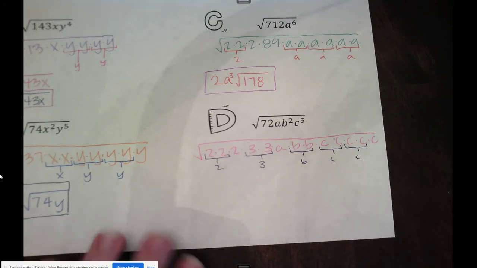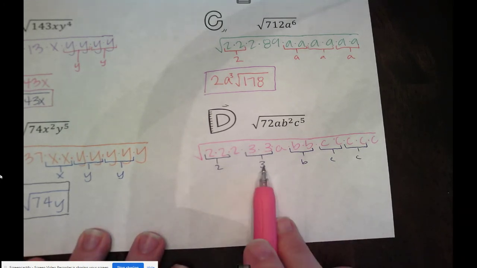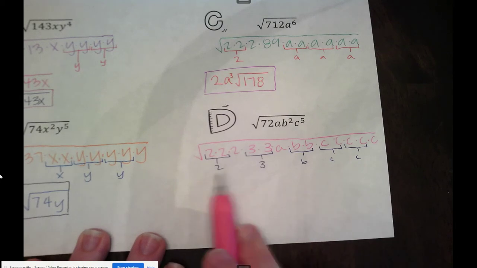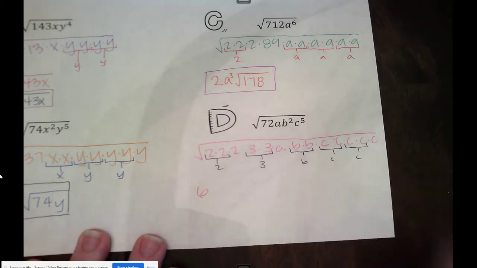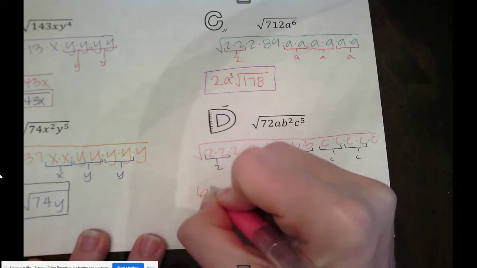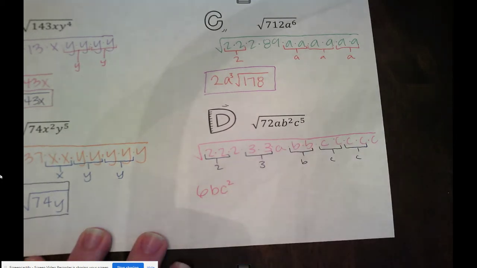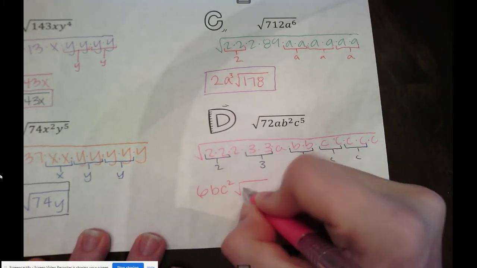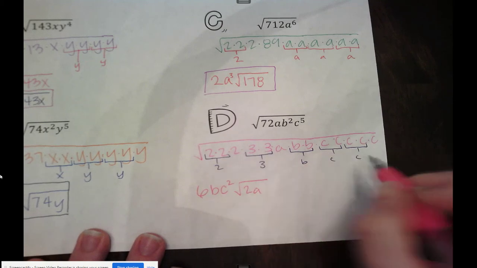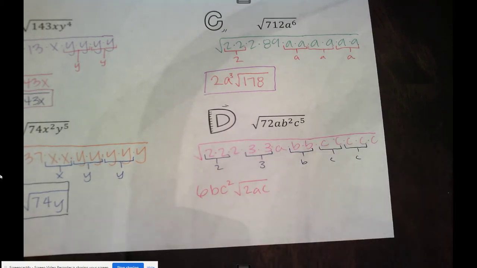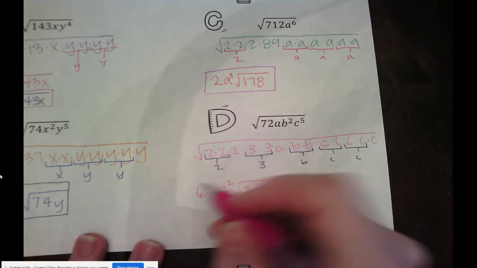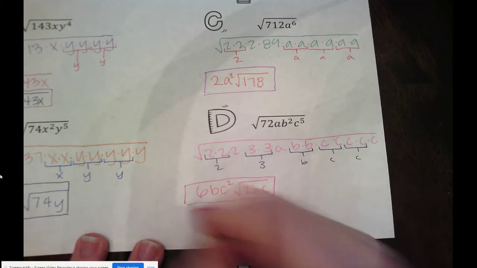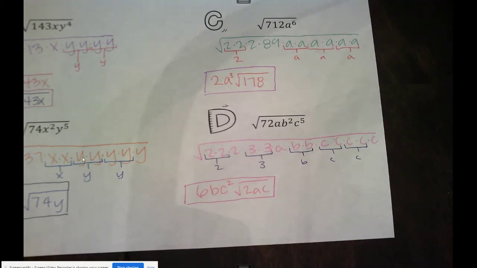All right, what do we have? We're pulling out a 2, 3, B, and 2. Okay, so 2 times 3 is 6. We've got 1 B and 2 C's. And what is left underneath? We've got 2 A, C. And that's it. Let me know if you have any questions simplifying our square roots.